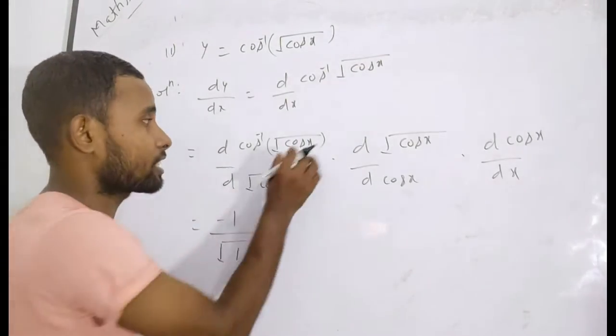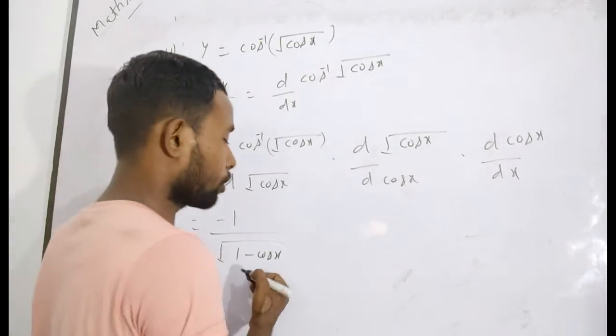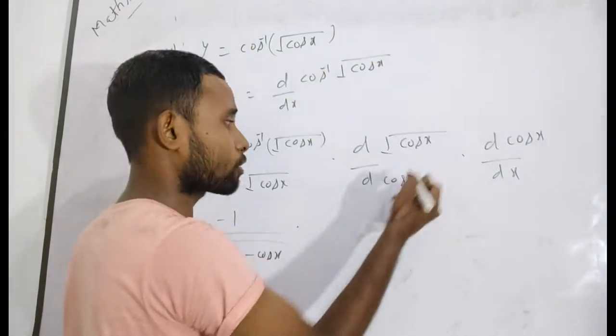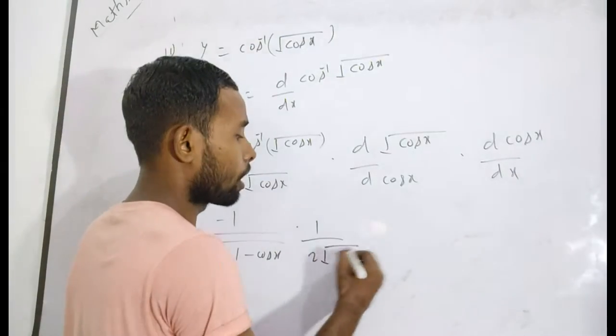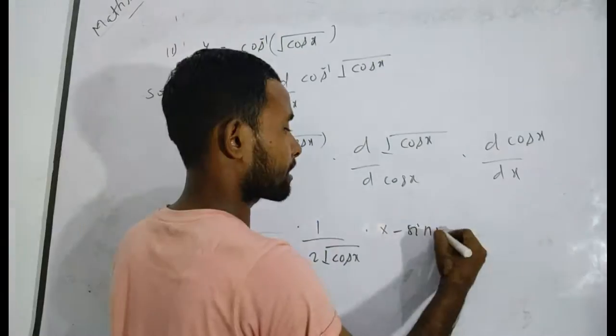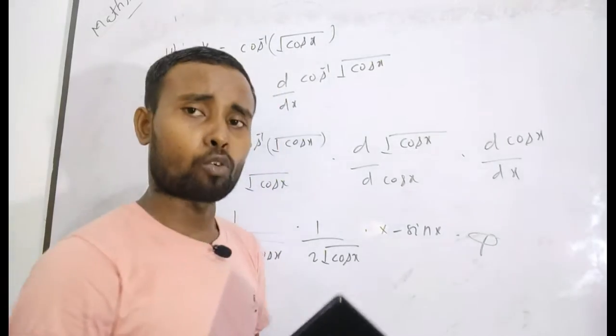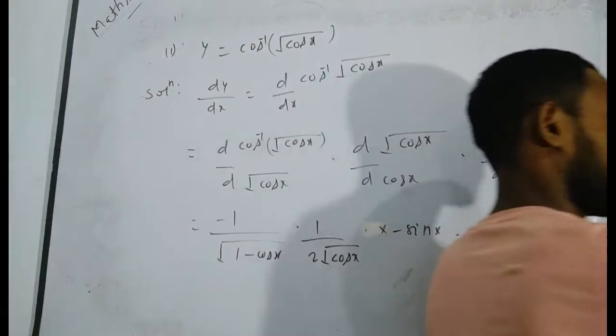In place of x, there is root under cos x. That's why it will be minus 1 upon root under 1 minus cos x squared, into the derivative of root under x with respect to cos x, which is 1 upon 2 root under cos x, into the derivative of cos x with respect to x, which is minus sin x. Minus minus is plus. This is the final answer of this question. Again see the next question.